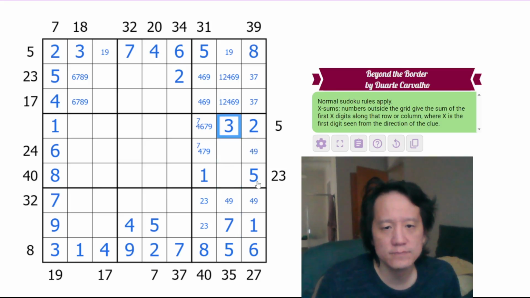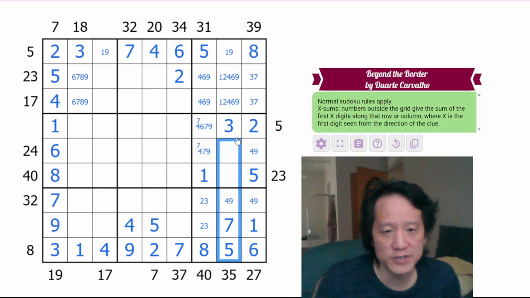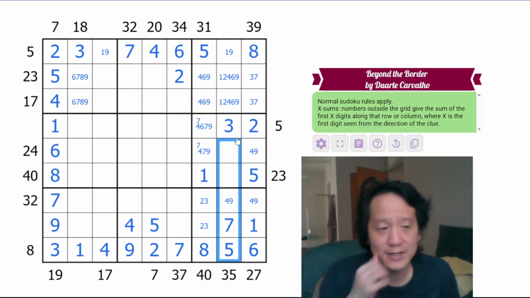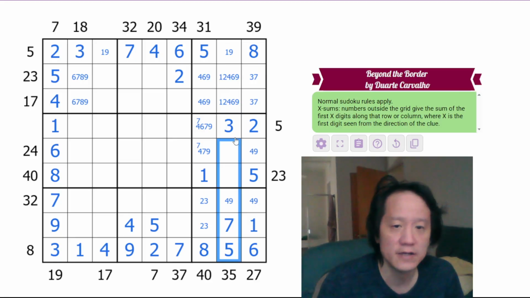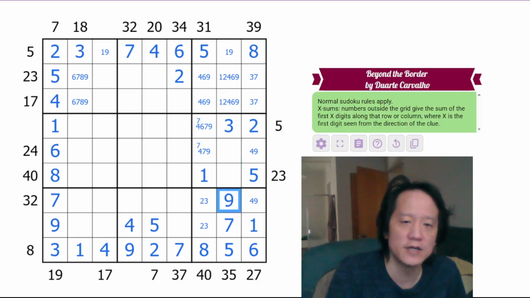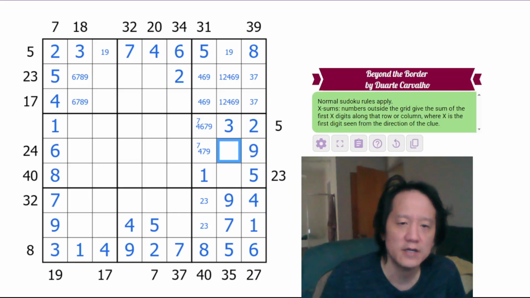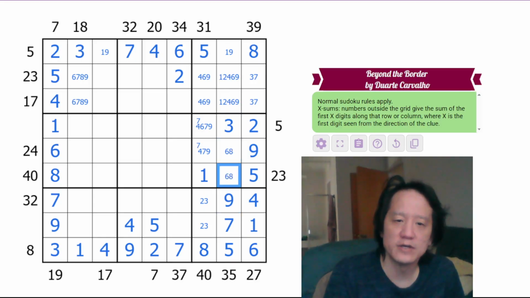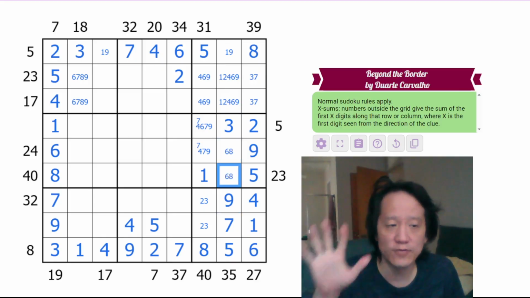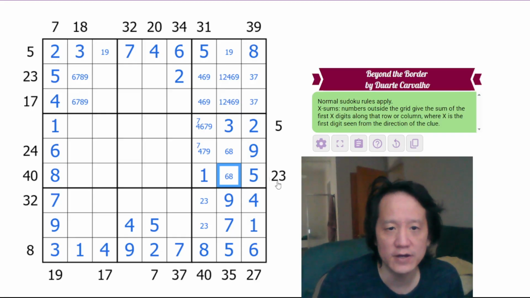Interesting. The first 5 digits here must add up to 35. The maximum for 5 digits is 35. So it's 5, 6, 7, 8, 9. So this cannot be 4. This is 9. That's 4, which makes this 9. This has to be in 6 and 8. Because we need 5, 6, 7, 8, 9 for 5 digits to ever add up to 35.